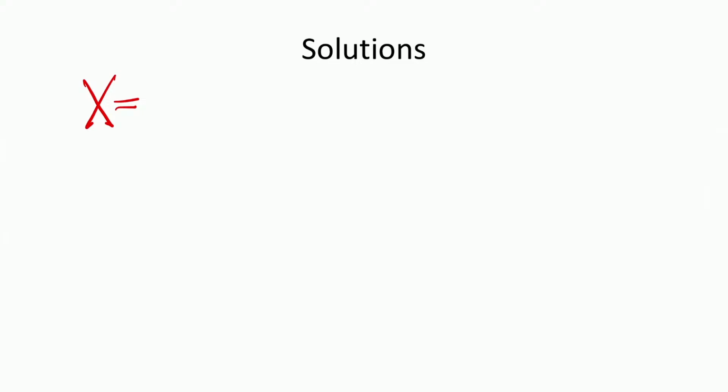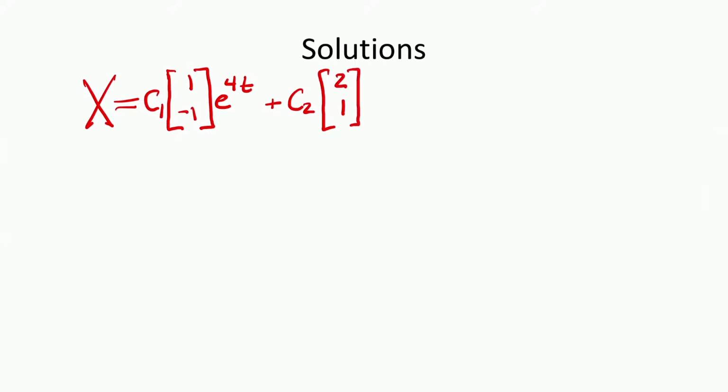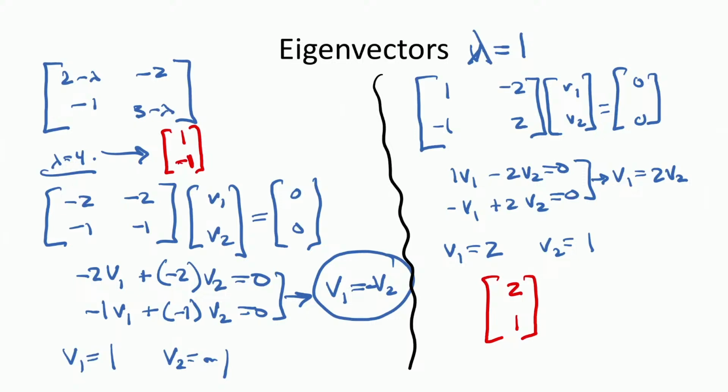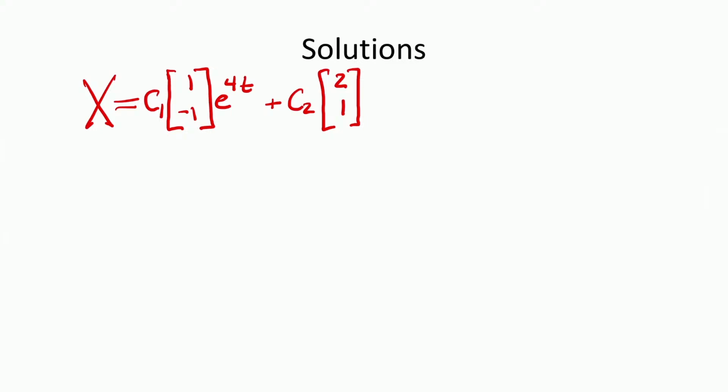x is equal to, well, I guess we could have a C1, some constant times the vector 1, -1, times e to the 4t, plus C2 times the other one, which is 2, 1. Was it 2, 1 or 1, 2? 2, 1. Yeah, that's good. And that's e to the t.